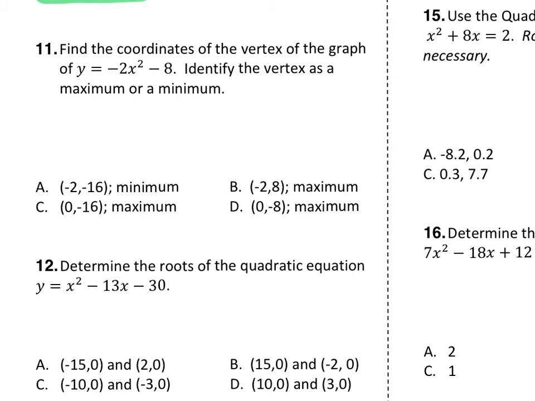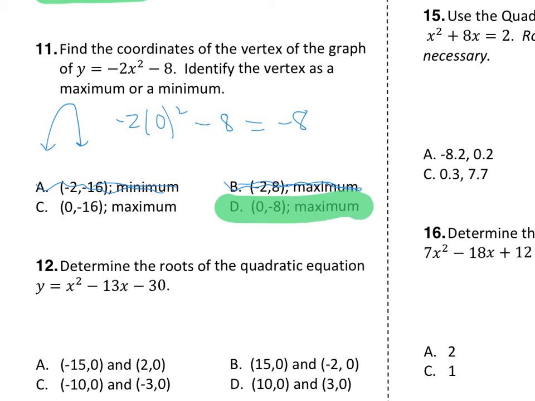Number 11, find the coordinates of the vertex of the graph y equals negative 2x squared minus 8. Well, here we know it's a negative, so it's going to open downward, so it will have a maximum. So that means I can cross out letter A right away, but now let's find the vertex coordinates. So opposite of B would be opposite of 0, which doesn't exist. So 0 would be the x-coordinate of the vertex, so I would cross out B. And then if I plug in 0, negative 2 times 0 squared will be 0, minus 8 will be negative 8. So here my coordinates of my vertex would be (0, -8), and the graph of this equation would have a maximum.